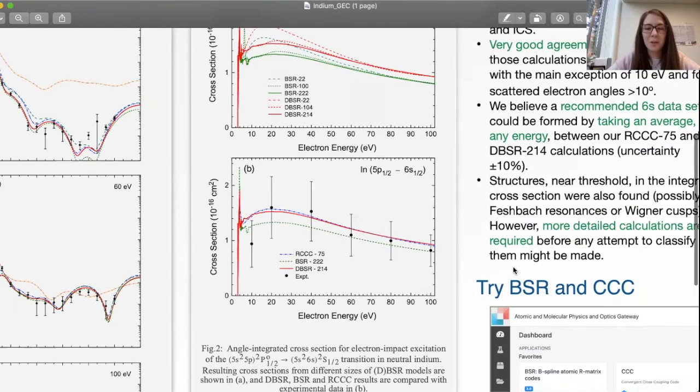Figure B shows a comparison between our best DBSR model and the relativistic convergent close coupling model containing 75 states. You can see here that the agreement between these two calculations is excellent. The agreement with experiment is also very good as well.